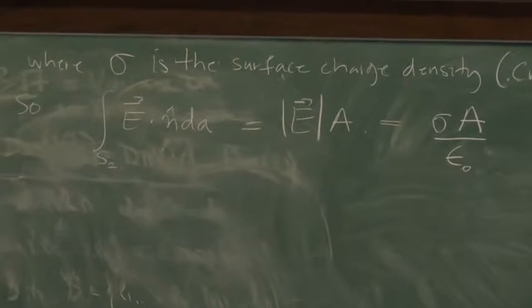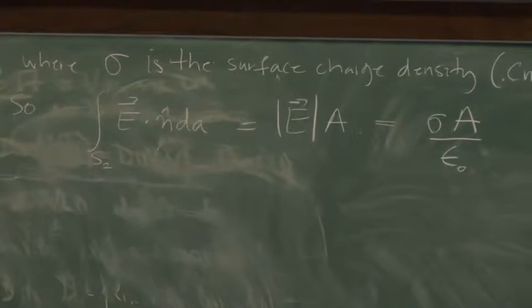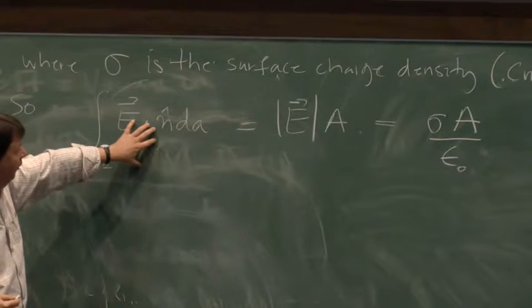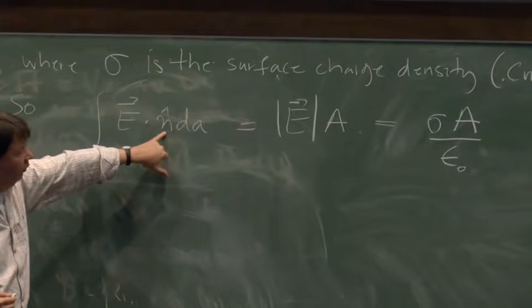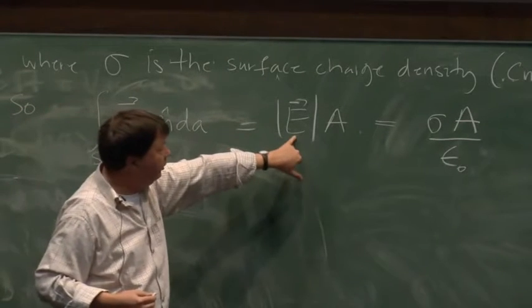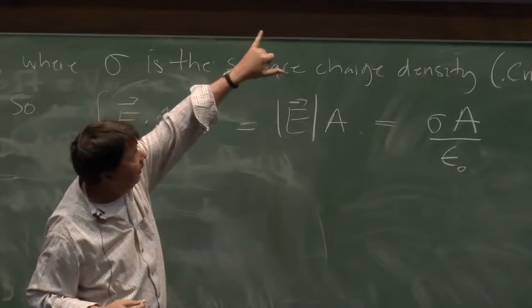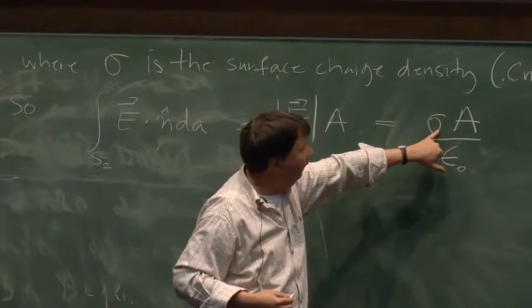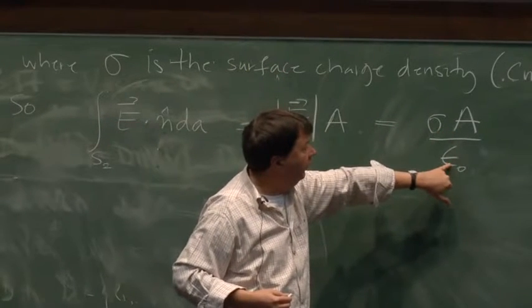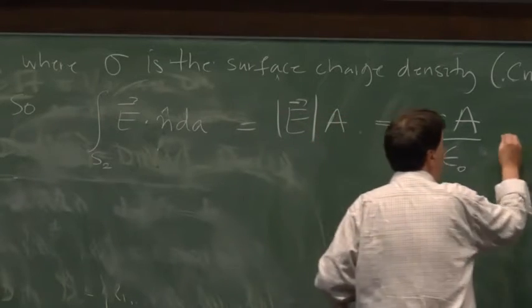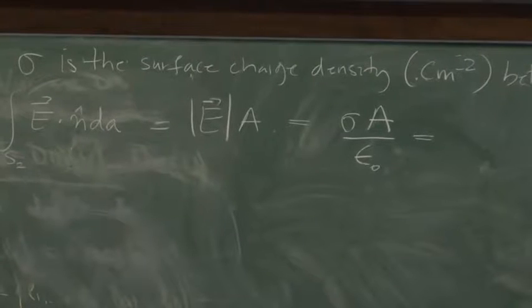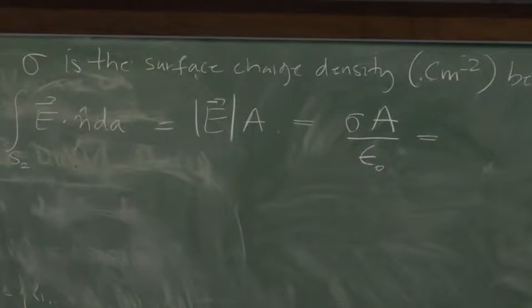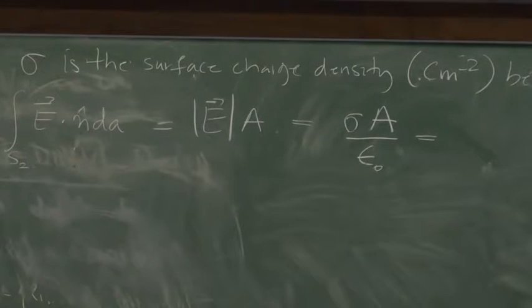So we've now got this electric field between the capacitor plates, and because it's constant and because these two vectors are always parallel, it's just the magnitude of E. But by Gauss's flux law of electrostatics, that's sigma over epsilon naught, and sigma is the surface density of charge, in coulombs per square metre.